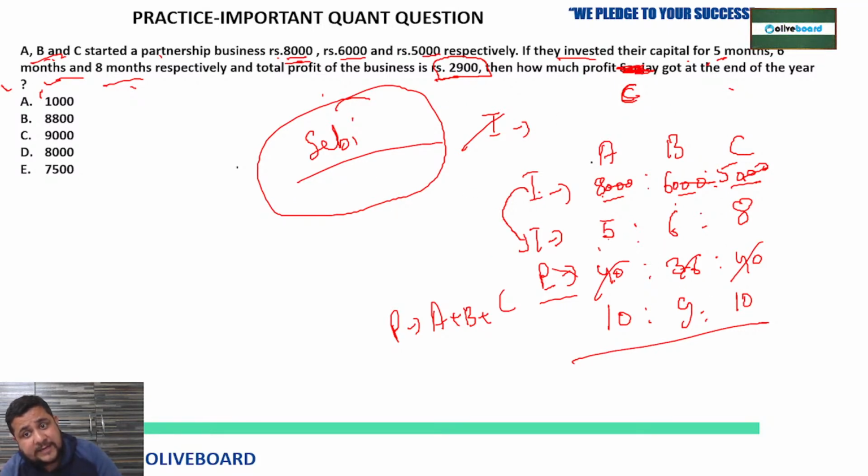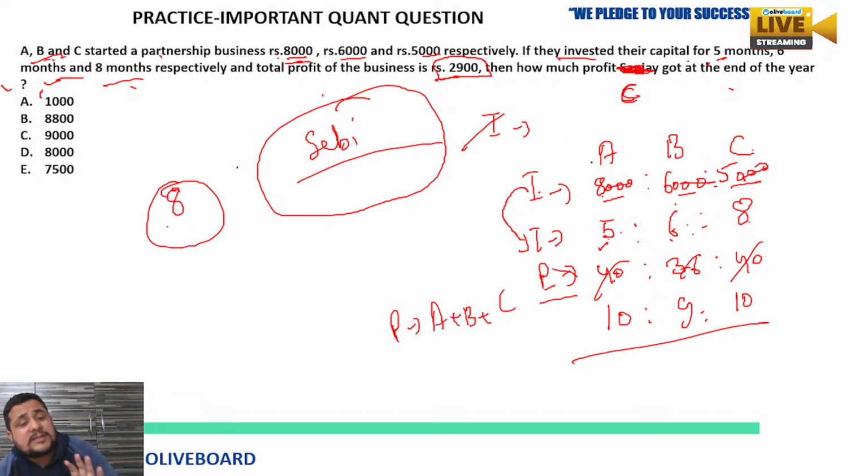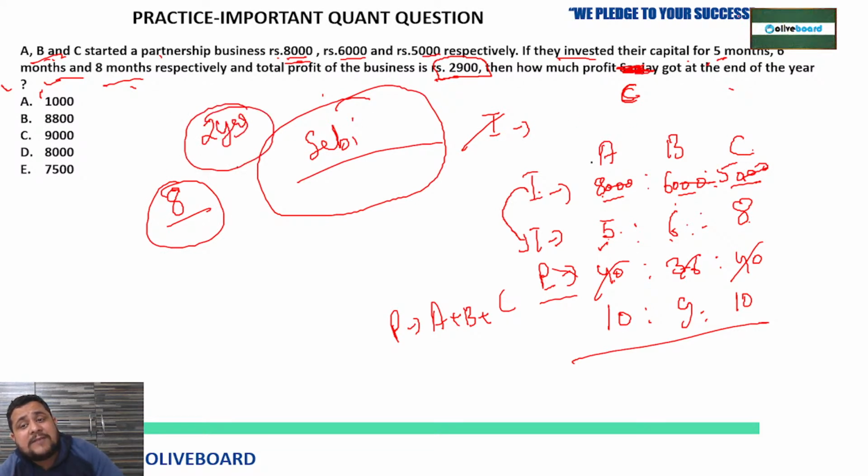You will say, sir, A invested for 5 months, B invested for 6 months, C invested for 8 months, so they are asking about 1 year. They can also ask after 8 months, so it depends on the situation. Even if they say 2 years, we know that they have invested only for 5 months, 6 months and 8 months. So we'll go with that. At the end of the year, 2 years, 3 years, whatever they say, we know the timing for which they have invested. Clear? In that proportion only they are going to get their profit.